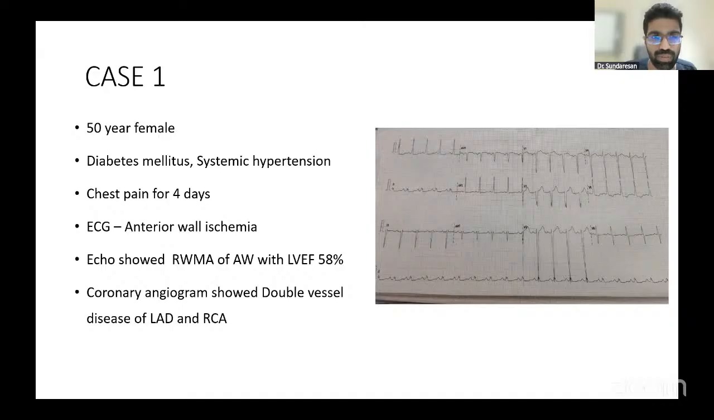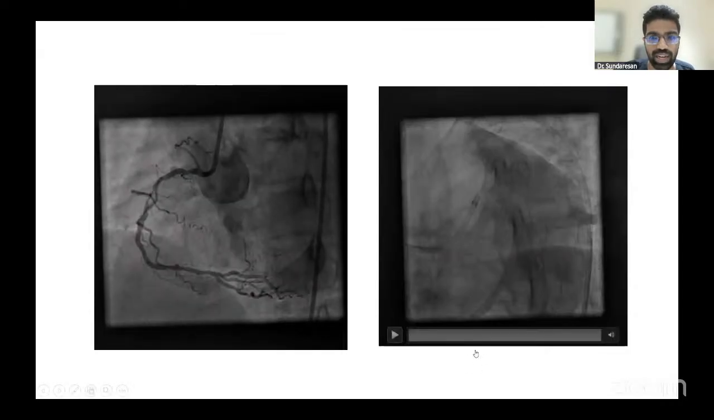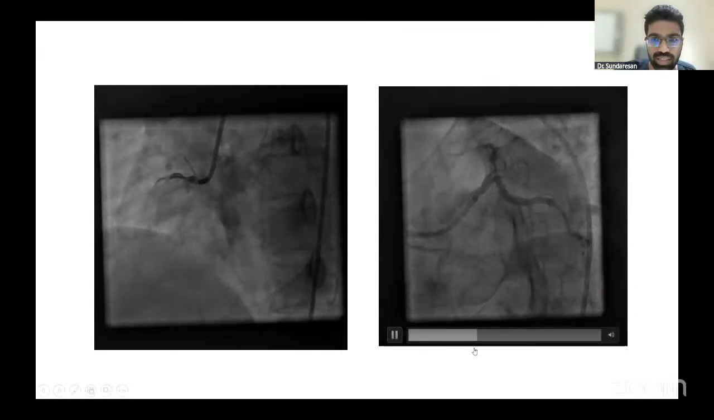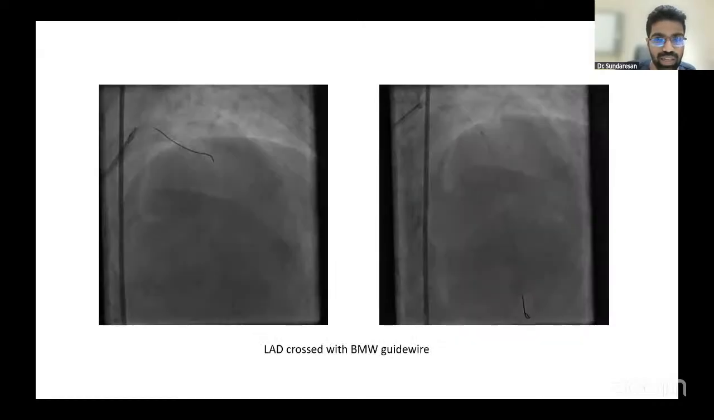First is a 50-year-old female who is diabetic and hypertensive who presented with acute onset chest pain. ECG showed evidence of ischemia in the anterior wall with regional wall motion abnormality in the LAD territory with an adequate LV function. So we did an angiogram which showed a significant lesion in the right coronary artery and in the LAD as well. So we decided stenting of both LAD and RCA.